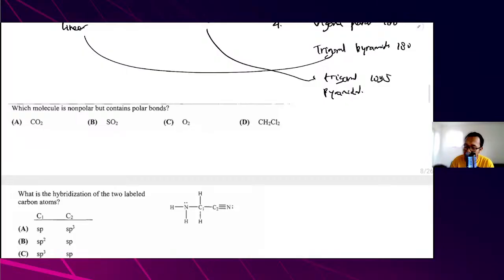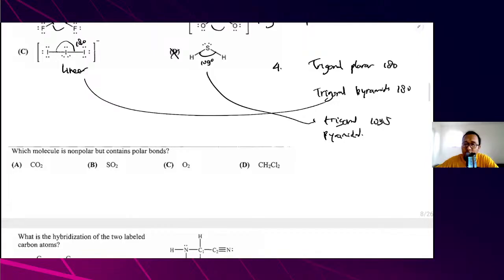Okay. Now, which molecule is nonpolar but contains polar bonds? Which molecule is nonpolar, however contains polar bonds? How to get the answer for this question is quite a bit confusing, right? The question is about which molecule is nonpolar. We know that if we have information for the electronegativity, we're good. However, there is no information for this one. So how to solve this problem?